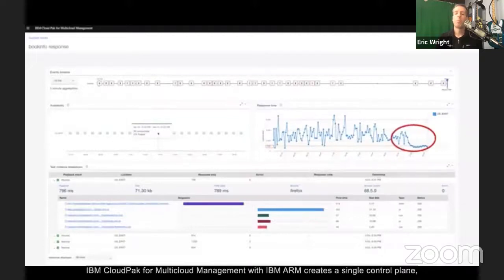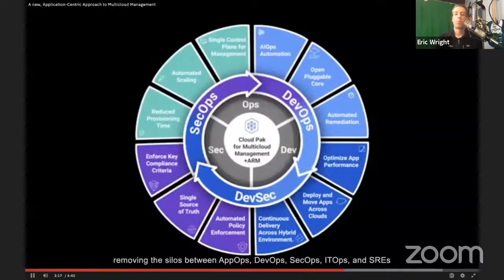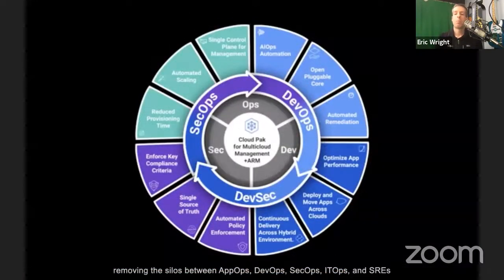IBM Cloud Pak for multi-cloud management with IBM ARM creates a single control plane, establishing a unified application operations structure, removing the silos between AppOps, DevOps, SecOps, ITOps, and SREs, while providing full-stack insight with visibility, control, and automation, freeing up critical resources to solve your business's hardest problems.